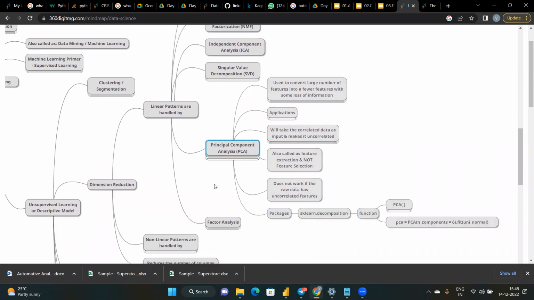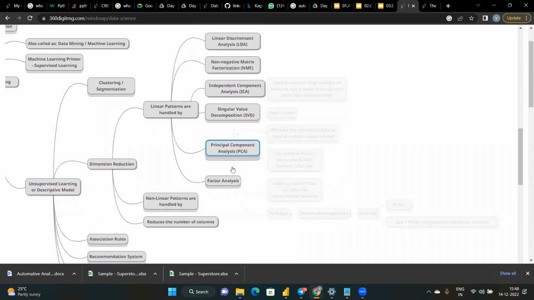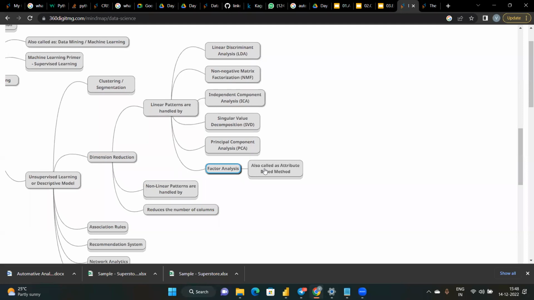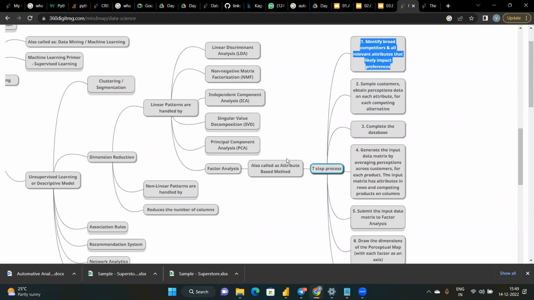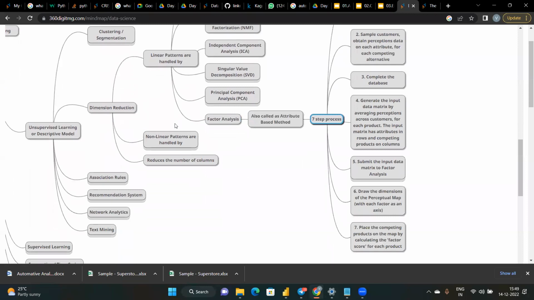Factor analysis is also called an attribute-based method. Why is it called an attribute-based method? Because it has 7 steps, guys: how we identify the competitors, the competitor database, and more.